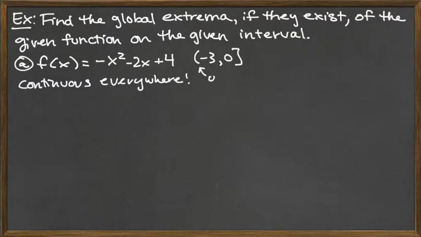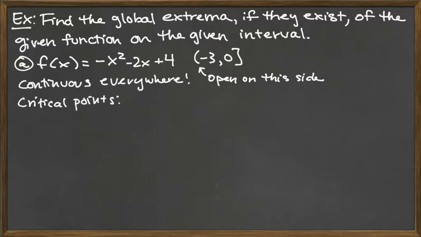So we have an open interval, we'll say, open on this side. Closed on the other, but we've got open on this side. So what we need then is we don't have any places of discontinuity, but we do still need to figure out what we have for critical points. So let's look for critical points.